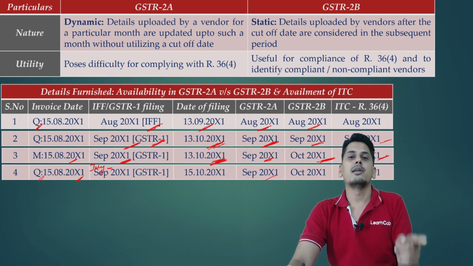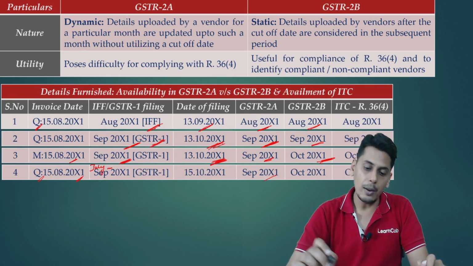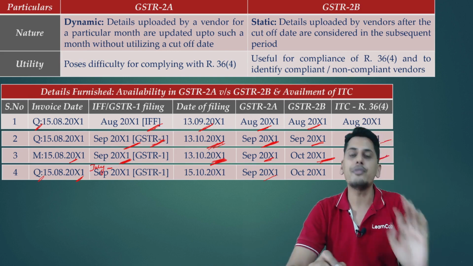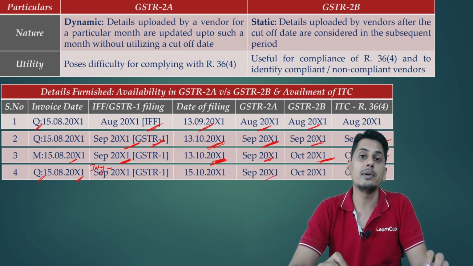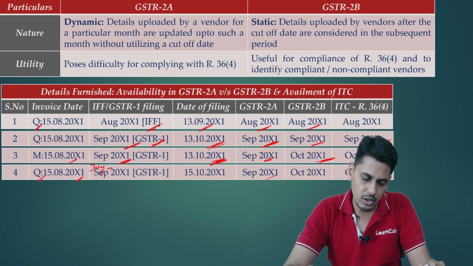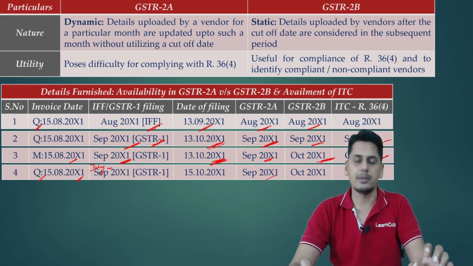Now friends, let's check in which month GSTR-2B it is going to appear. To appear in 2B of September, filing should have happened by 13th of October, because now this fellow is a quarterly fellow. So the cutoff date is going to be 13th. Has it happened? The answer is no. So it will not appear in 2B of September.